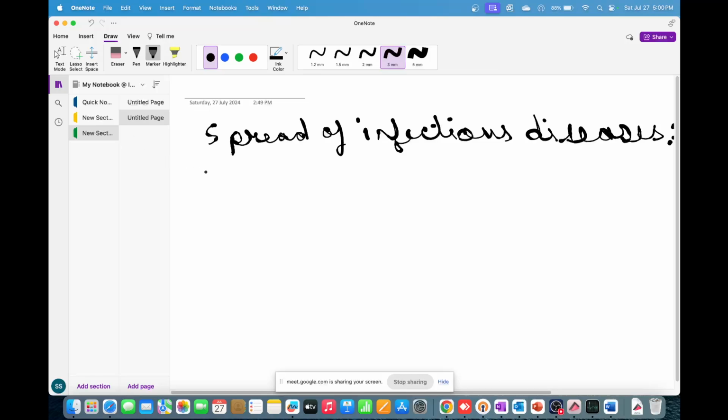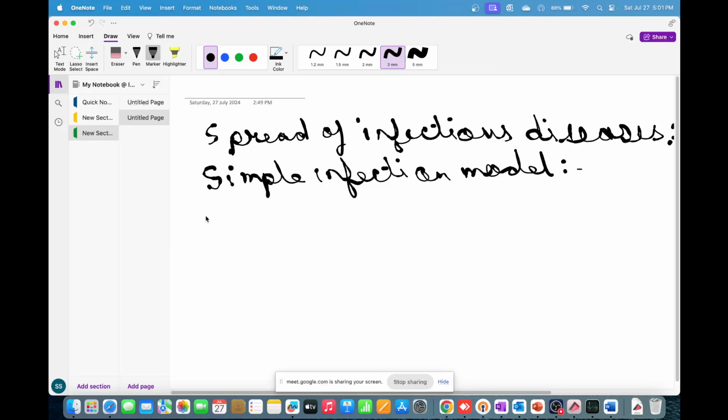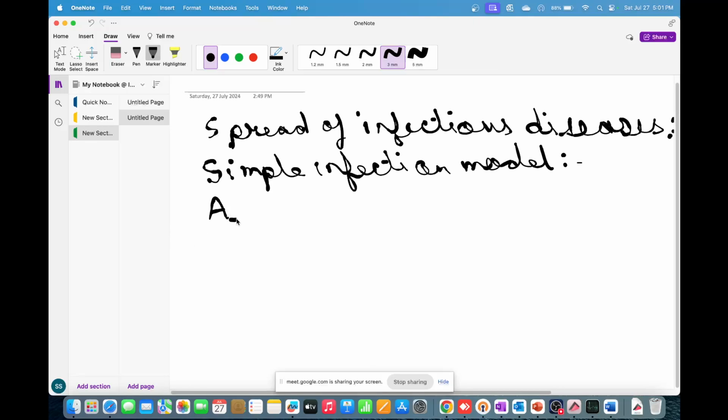So what we assume here is a simple infection model. Before we move on to the model, what are the assumptions that we make? So the first assumption. As I was telling earlier as well, we are making assumptions based on the question we are trying to answer.